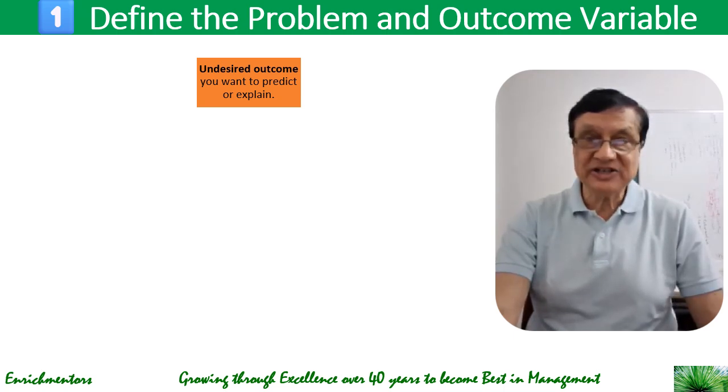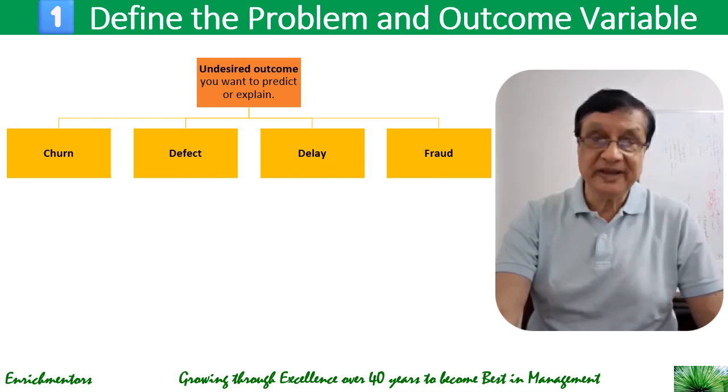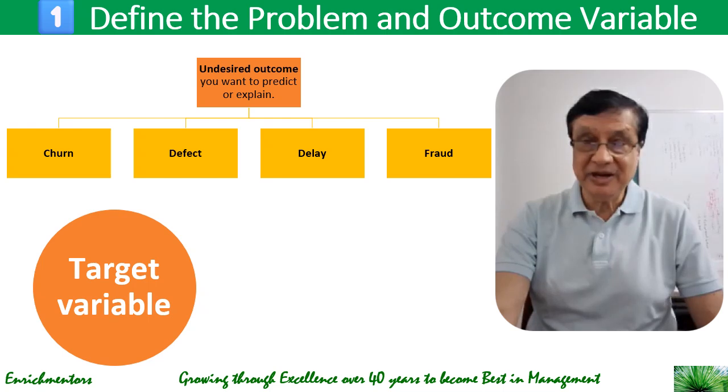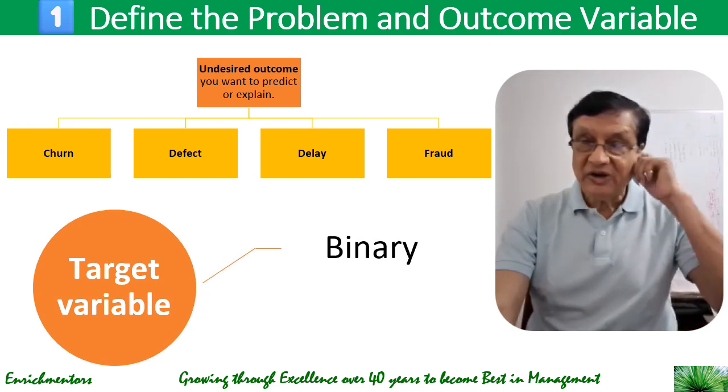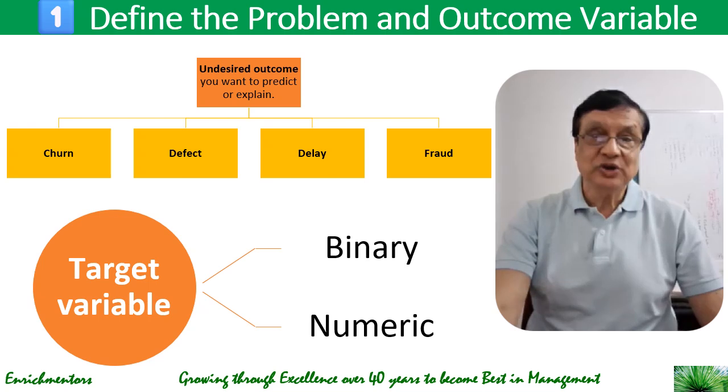You need to be precise about what is undesired, and understand what you want to predict and explain. Examples of this would be churn, where a customer stops using the service; defect, where the product quality falls short of expectations or fails quality checks; delays, which means a shipment misses the delivery date for customer orders; and fraud, where there is a suspicious transaction. Your target variable in ML terms should be binary, 1 or 0, where 1 is undesired and 0 is desired, or numeric, such as defect count. So like this, you define the problem and the outcome variables.